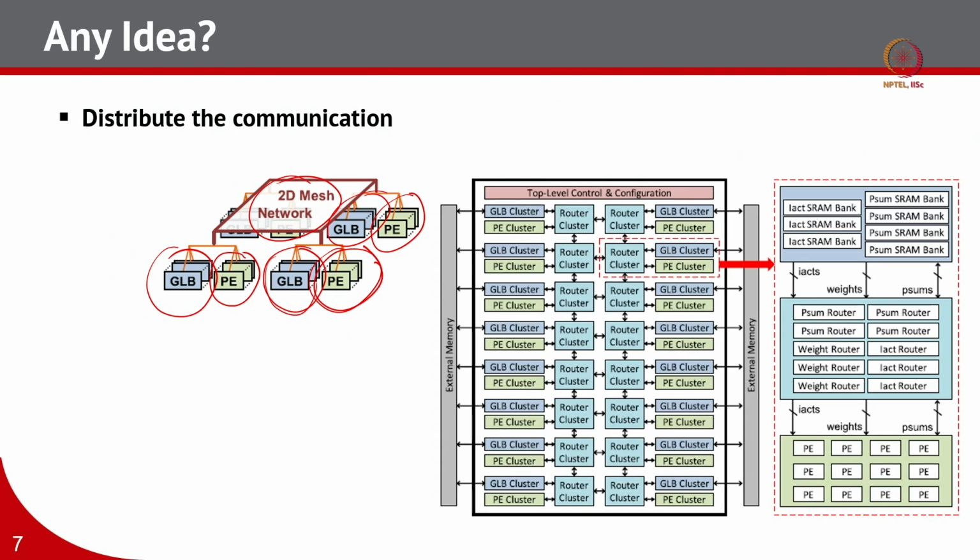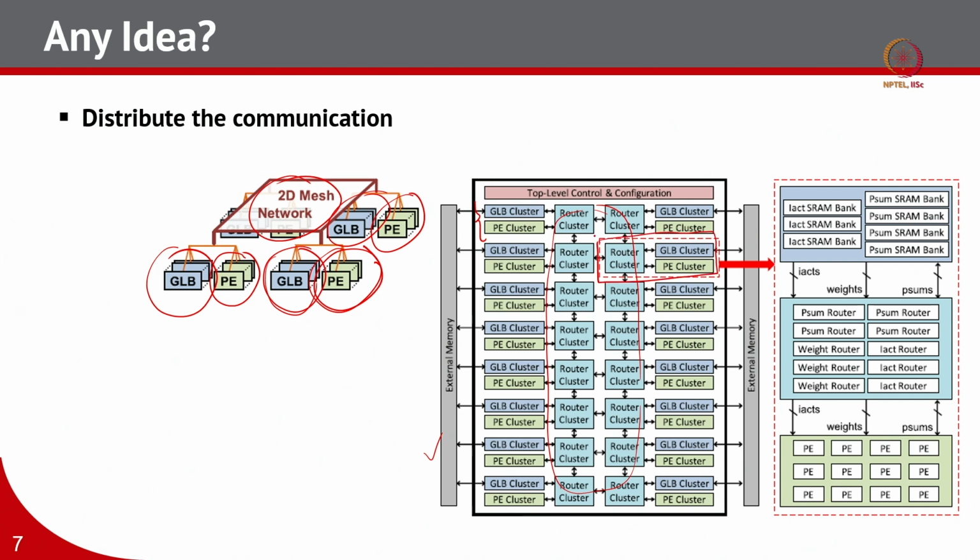Now, if we go inside this global buffer cluster or the PE cluster, or if we just see the top level structure, we will see that, as I was saying, there are global buffer clusters and PE clusters, and all these clusters are connected to this router cluster. This router cluster is forming this 2D mesh network. Furthermore, all these clusters are talking with external memory, which was present in Eyeriss V1 also, where there was a dedicated DRAM, right.